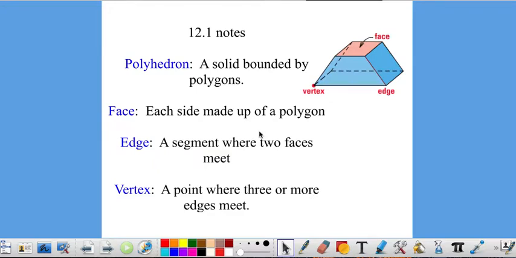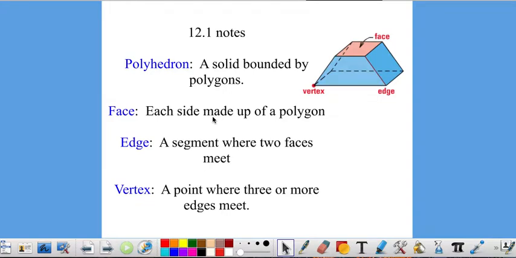So a polyhedron is a solid bounded by polygons. So what that means is you have to think of every side of it or every face of it as a polygon. So that means there's no rounded edges. All the sides are closed. Mainly just no rounded edges, and it's closed. That makes up a polyhedron. So in a polyhedron, each little flat side is a face.